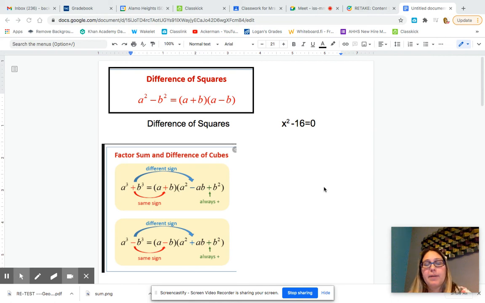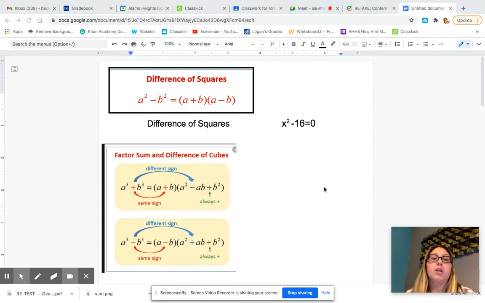Hi class, I wanted to make a video to help out with factoring, especially now that we're getting into solving by factoring. We've gone over some rules, and so it's very important that you have these written down. You do not have to memorize them, so just make sure you have them. I want to go through the 5 different ways that we can factor, and we're going to do examples for each one.